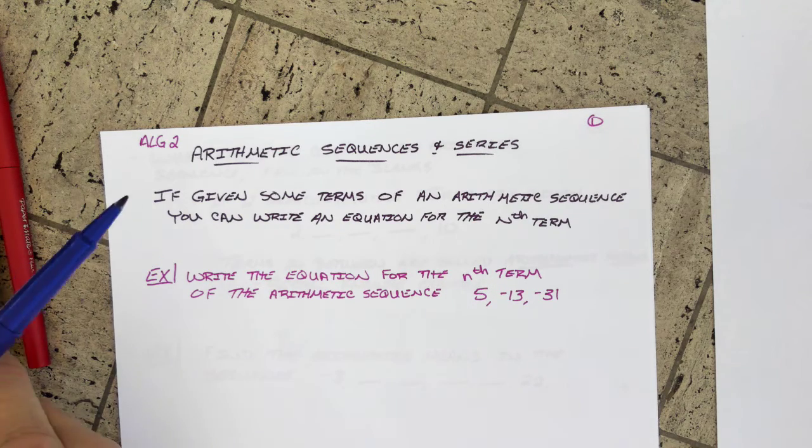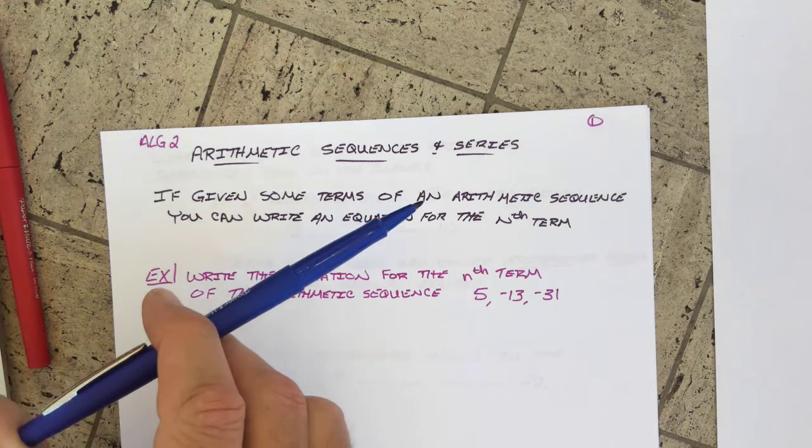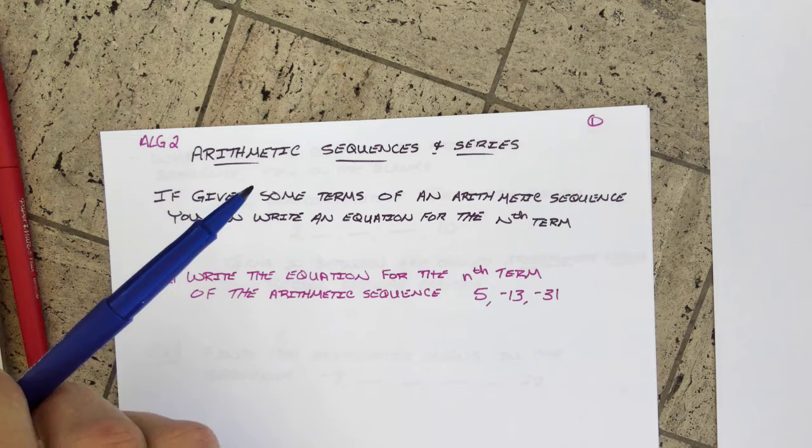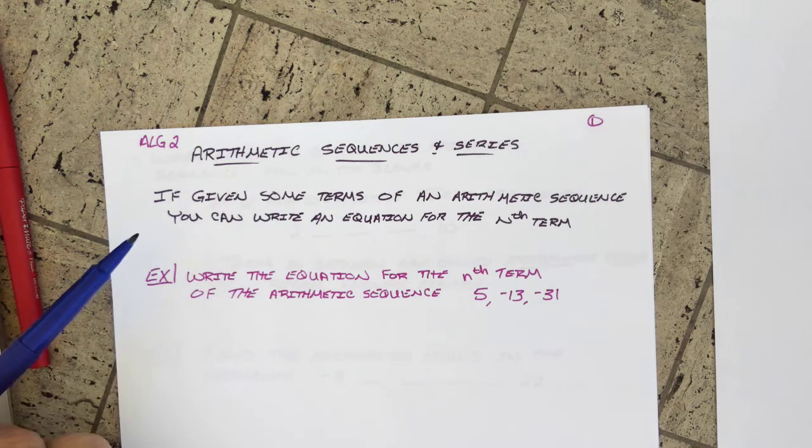Figure out problems with these. If you're given some terms of an arithmetic sequence, you can write the equation for the nth term. So in other words, you can write the general equation that allows you to find any term that you want in that particular sequence.